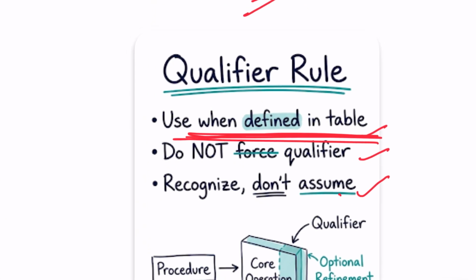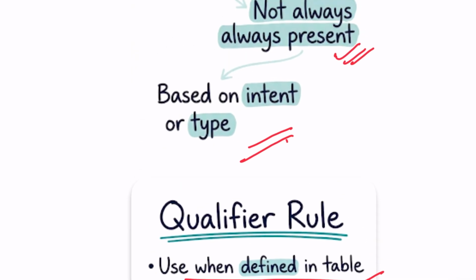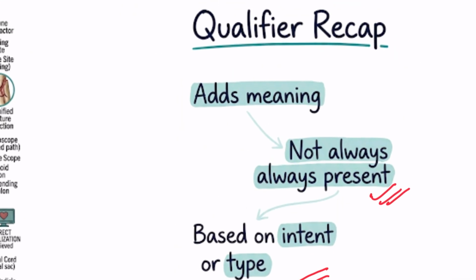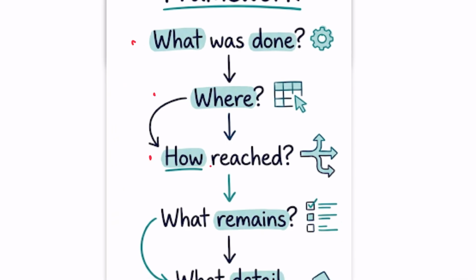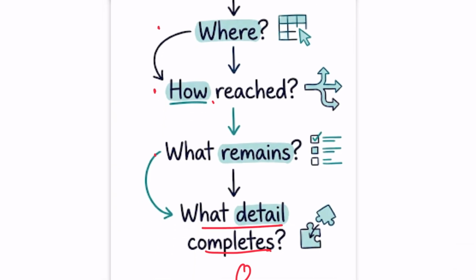So now let's again go back to the five core questions. What was done? Root operation. Where was it done? Body part. How was it reached? Approach. What remains inside? Device. What detail completes the picture? Qualifier.